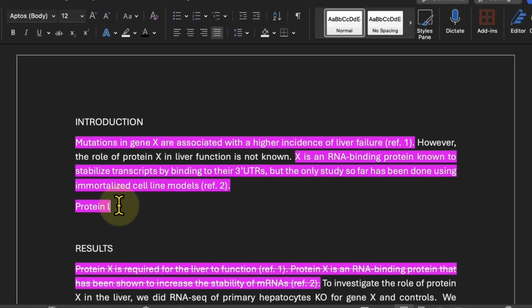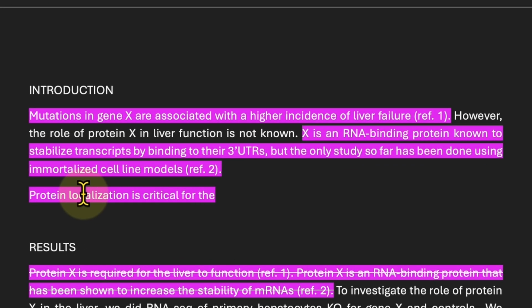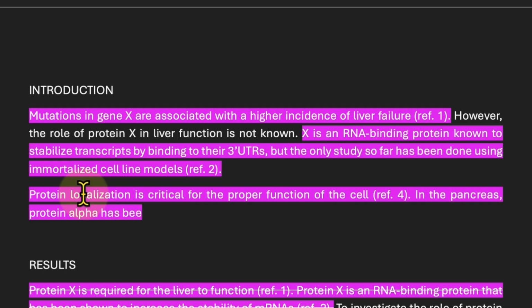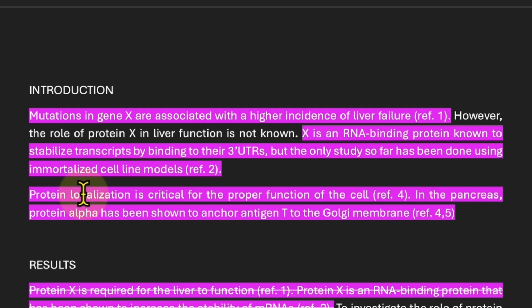Here, don't worry too much if there is some sort of jump in the narrative. Here we are introducing the different characters in this story, and it's fine if in the introduction we do some cutoff between the different topics. So we can introduce protein localization by saying protein localization is critical for the proper function of the cells, and we give some sort of review, and we go more specific. In the pancreas, the protein alpha has been shown to anchor antigen T to the Golgi membrane, and we give there the references.